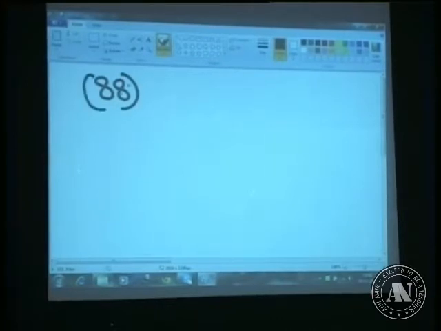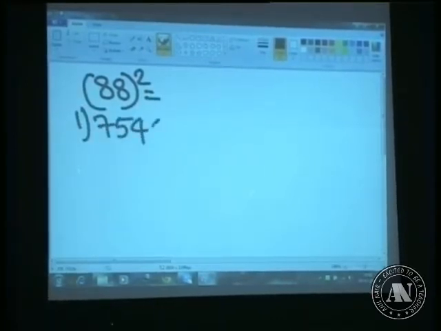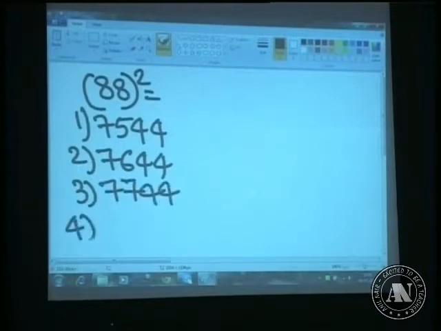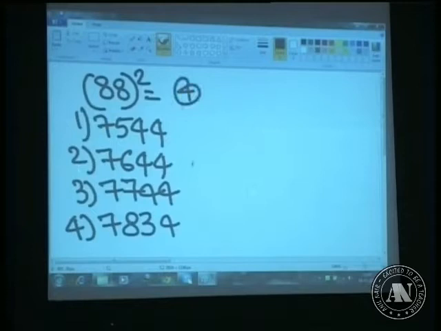Square equivalent to, same question: 5544, 7644, 7744, 7834. Someone from this side asked me what happens when the digital sum is the same. What is the digital sum we got here? These are 4. These are 14 plus 8, 4. These are also 4. Am I right? So this is an example.